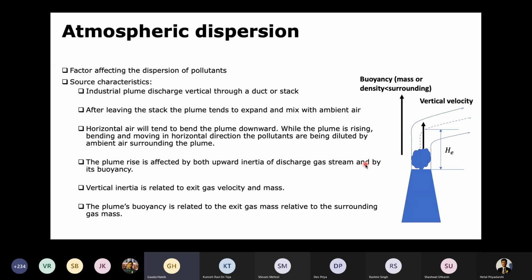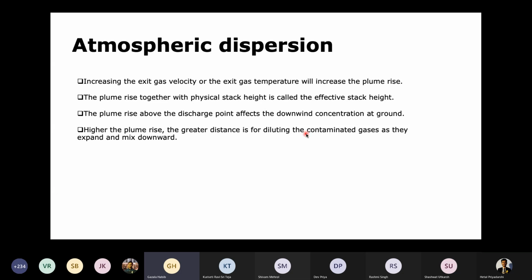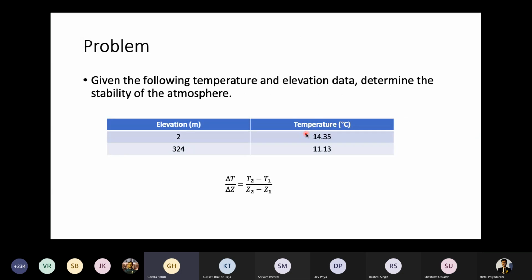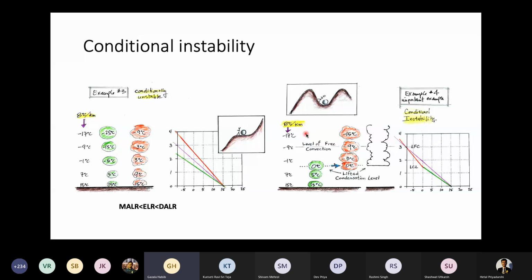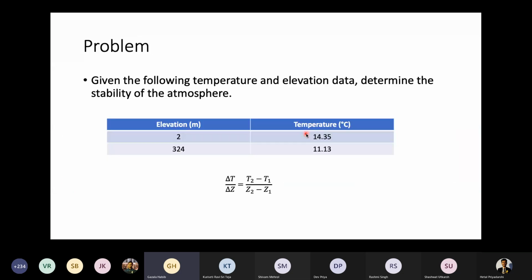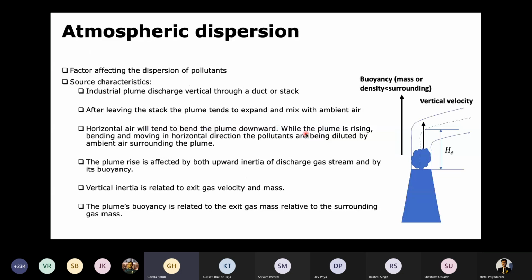Now, atmospheric dispersion. I prefer to take atmospheric dispersion in a separate class because I would like you to practice the examples of inversion related questions or conditional stability and instability related questions first, and then we will come to atmospheric dispersion, because it's related to the dispersion plume model, which is a separate topic. So I would stop here.